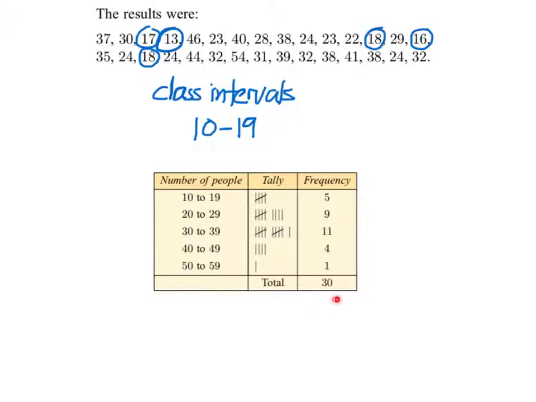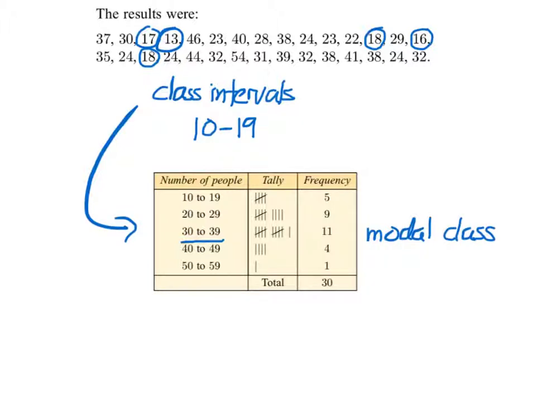Again, this allows me to quickly total the number of data points that I have, and I can see which class interval occurs the most. And in this case, it's 30 to 39. Now remember, the mode is the data value that occurs most often. So in this case, we have several data values in the group 30 to 39. So instead, we'll call this the modal class. So this is the class interval that occurs the most in the data set.